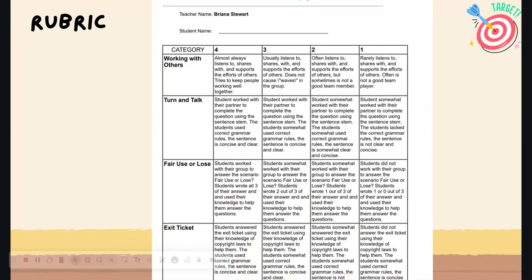And then here is our rubric. I'll put the student's name. I'll probably put it as a group with all of their names. And then they have the criteria of 4, 3, 2, 1. The categories are: are they working together, because collaborating is very important; the turn and talk; the fair use or fair lose; and then of course the exit ticket. And this is the criteria or the rubric that I am using.